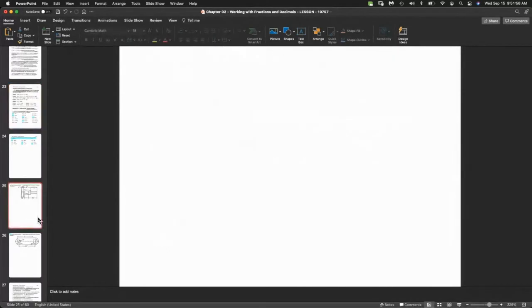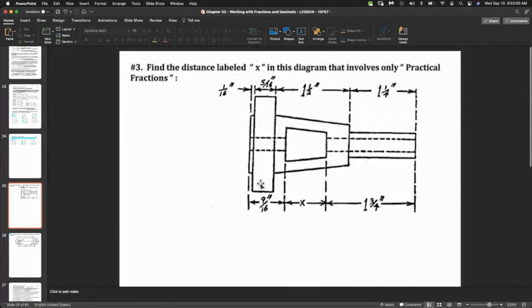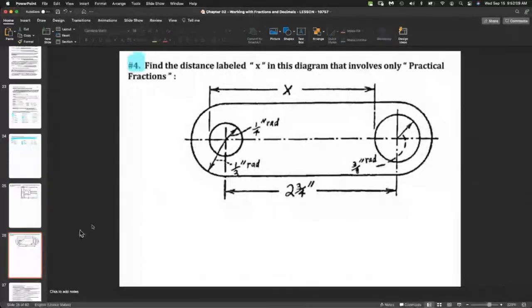I did find a couple of questions involving diagrams. There's this one over here that's asking you to find the length of x. And then there's also this question involving what looks like a belt system. So I flagged this one to try. We can definitely set it up if you like.